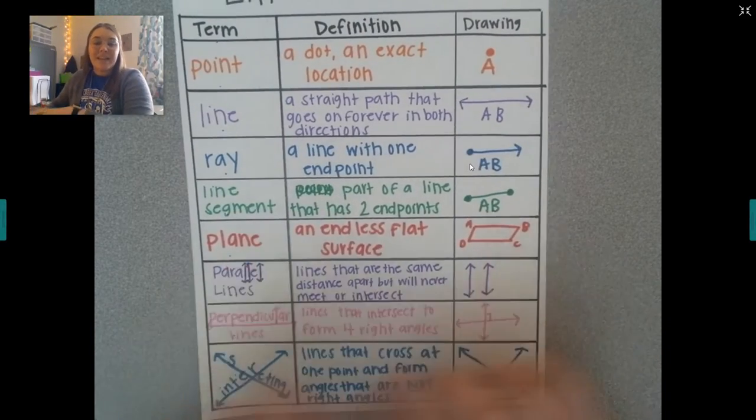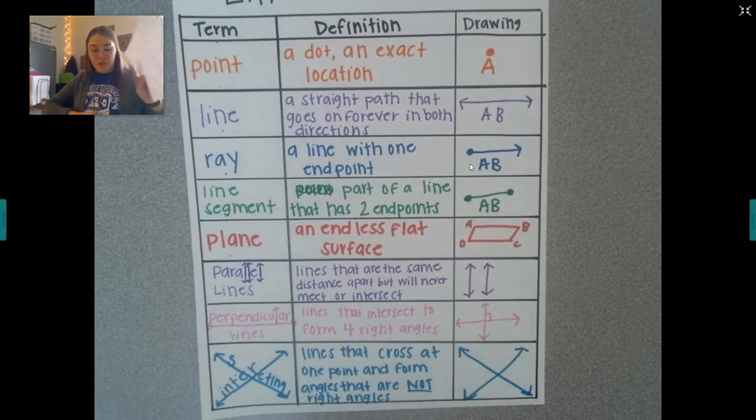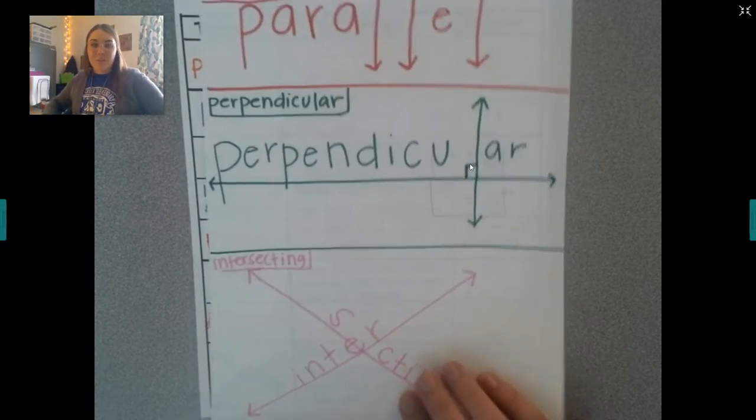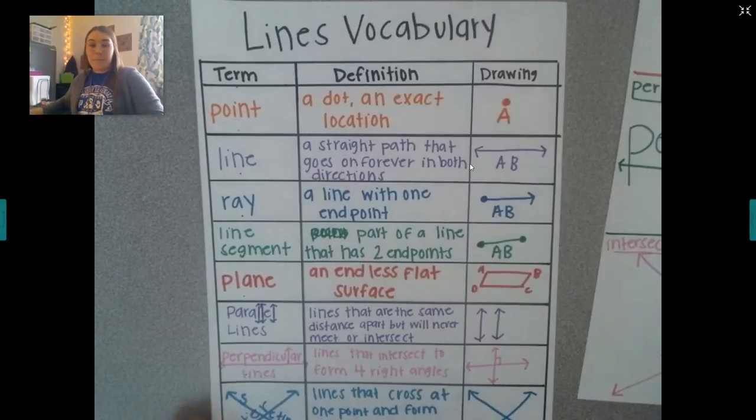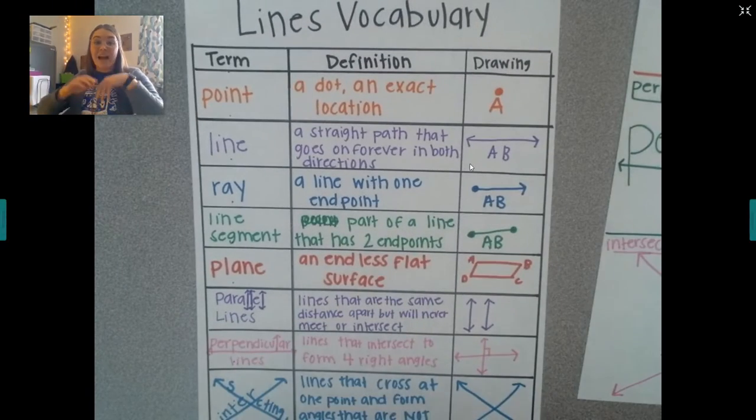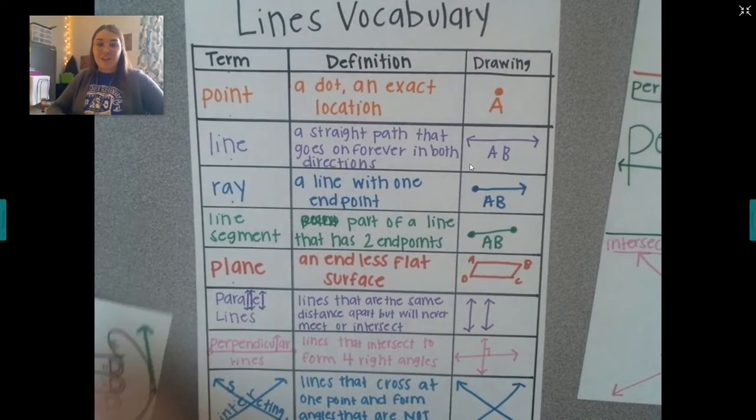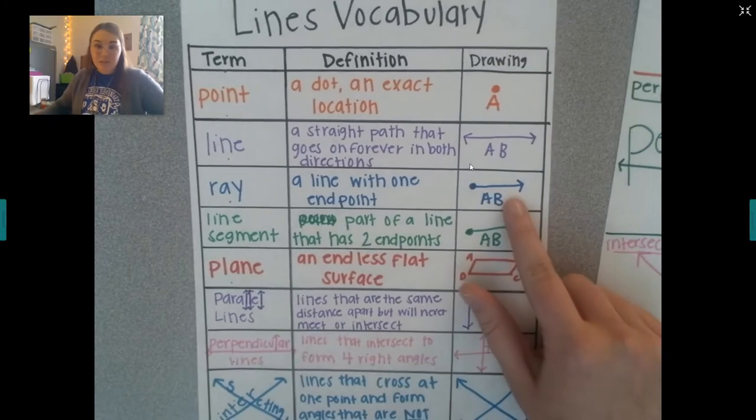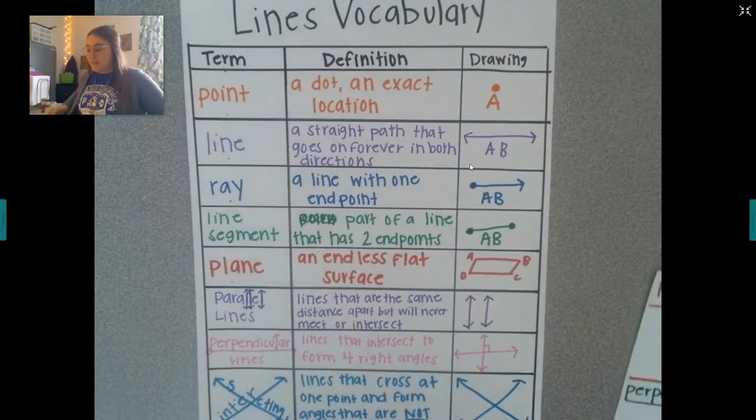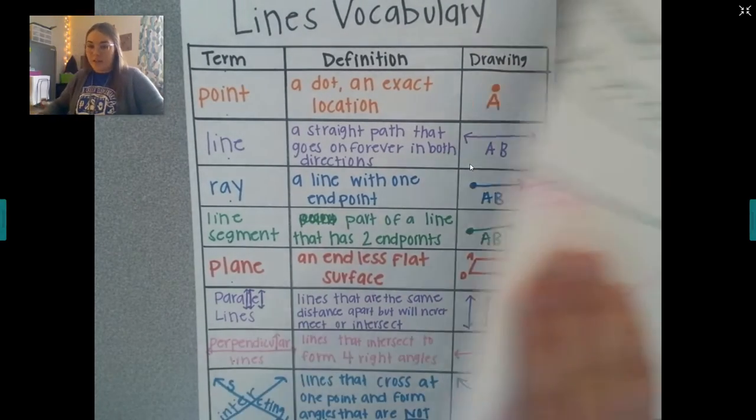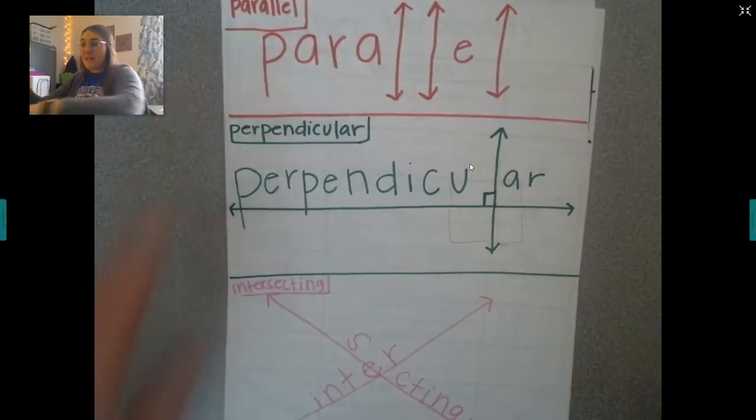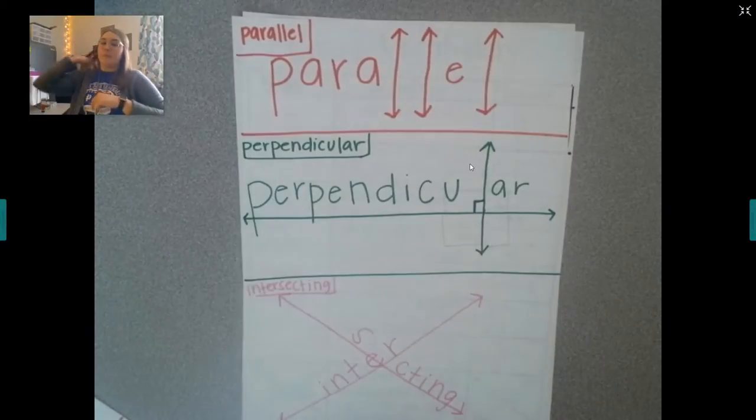Finally, we have a plane, and that is an endless flat surface. Now I want to talk to you about these kinds of lines. So remember, a point is just a dot. A line has the two arrows, goes on and on forever. A ray goes on in one direction. A line segment is just a piece of a line. And a plane is an endless flat surface. Then we have parallel, intersecting, perpendicular.